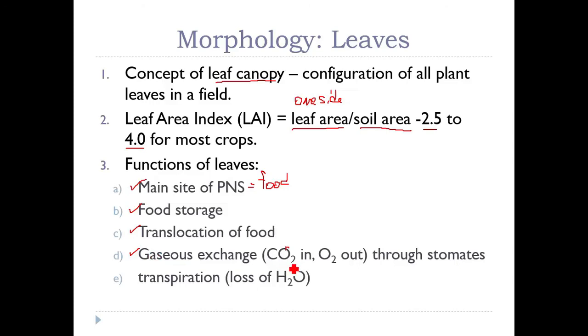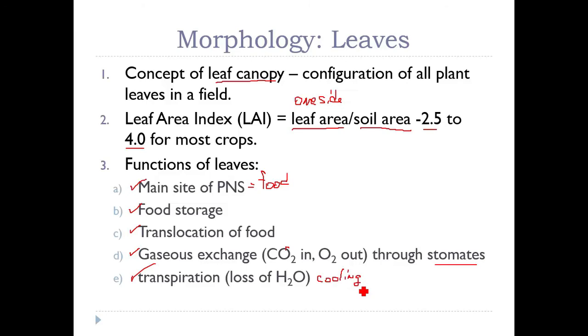CO2 comes into the leaf. Oxygen, as a byproduct of photosynthesis, passes out through structures, leaf holes called stomates. They also function in transpiration, which is the loss of water also through the stomates. The loss of water has a cooling effect on the leaf, just like when we perspire, we tend to cool our bodies that way.